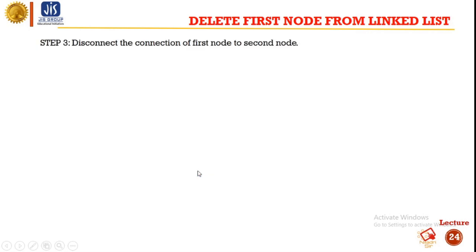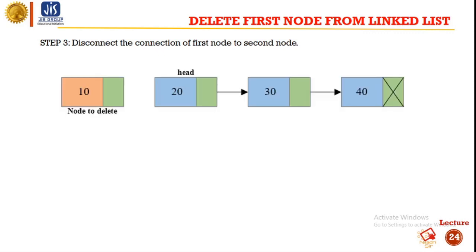So the next one is to disconnect the connection of the first node to the second node. So we have deleted the next part of the first node, so that this connection has been lost. This is how we can delete our first node from the linked list.